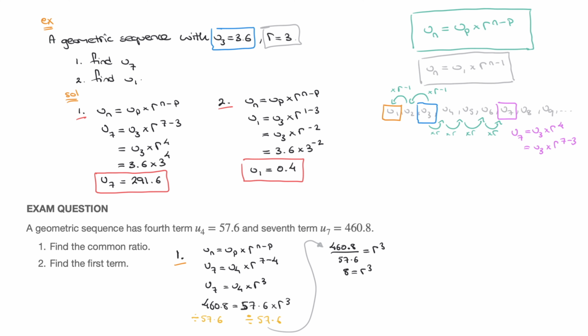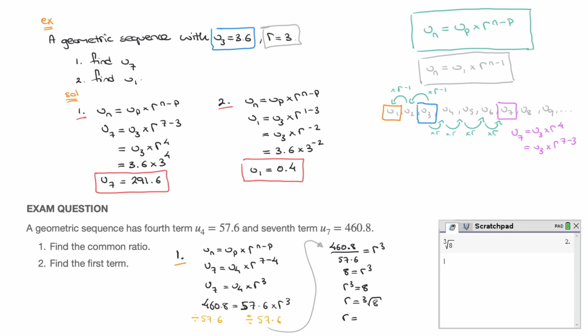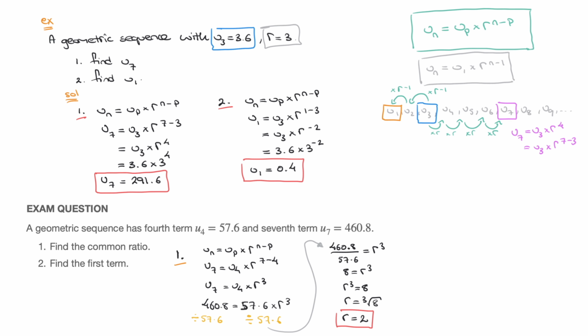And by all means check with your calculator if needs be, but if r cubed equals 8, then r is equal to the cube root of 8. In other words, r is equal to 2. And we're done. We've now found this sequence's common ratio. Okay, now that we have the common ratio, to find the sequence's first term, in other words, to answer question 2, we can use this formula in exactly the same way as we had done previously.